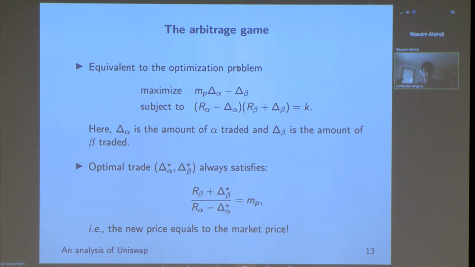They have to pay back delta B, if you remember. So in particular, the agent is simply maximizing how much money they can get by performing a single trade to this market after paying back the loan. It can be shown, in fact, that the optimal trade always satisfies the fact that the ratio of the new reserves must be equal to the market price. And if you remember from Uniswap, the ratio of the reserves is exactly the reported price of Uniswap. So in fact, the best thing an agent can do by simply trying to maximize their own profit is to make the price of Uniswap equal to the market price.